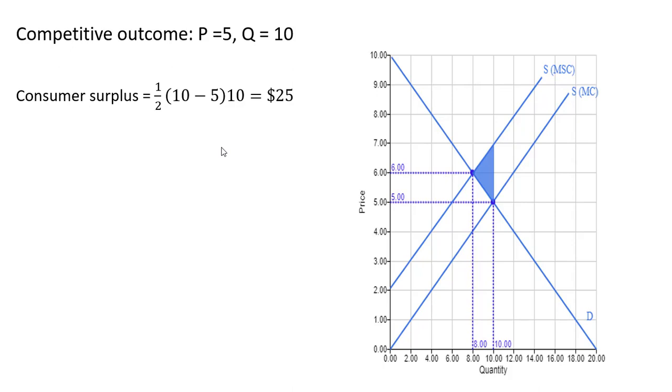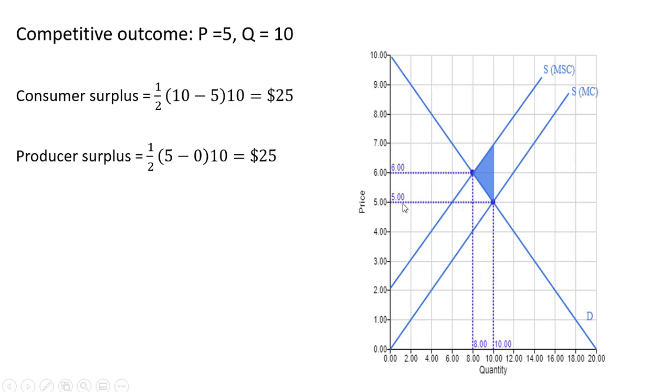In terms of producer surplus, it's going to be another triangle. In this case, it's going to be this $5 all the way to the marginal cost curve up to the last unit sold. So I'm highlighting the producer surplus triangle here.